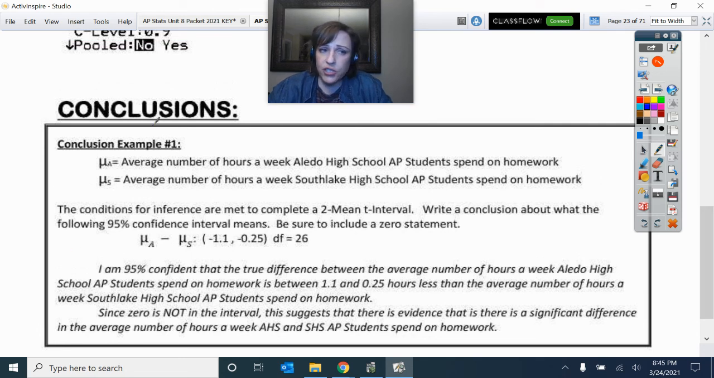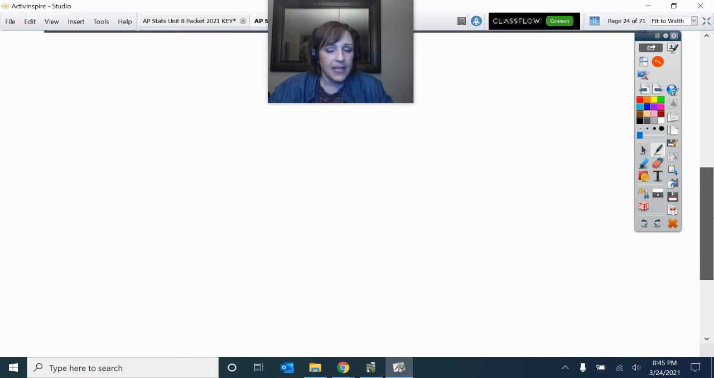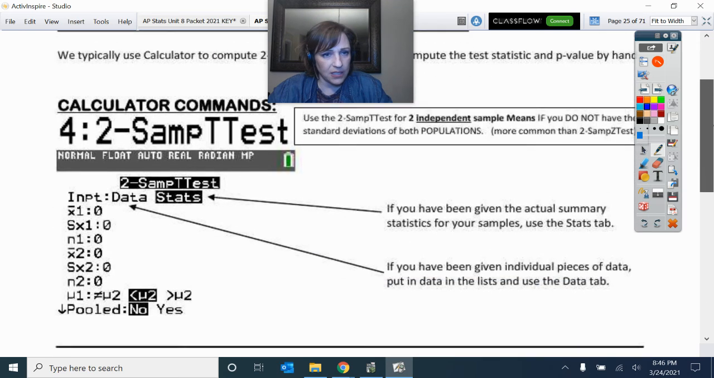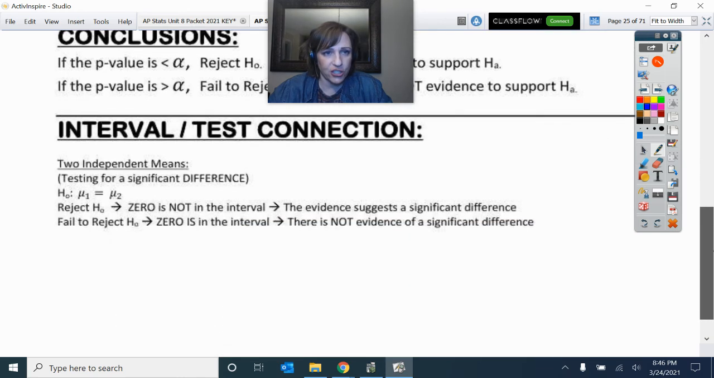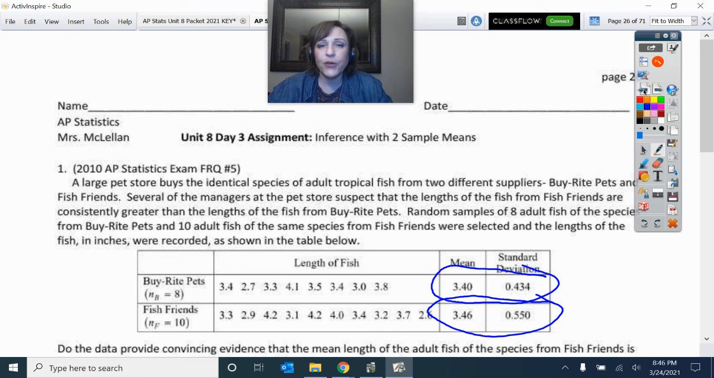There are your conclusions for an interval. So there are two different conclusions for intervals: one contains 0 and one does not. And then here should be an exam. Then here's the two independent means t-test, and I give you information on how to do that. And here are your conclusions and so on and so forth. That is your two independent means and some different things on how to do that and to use your calculator.